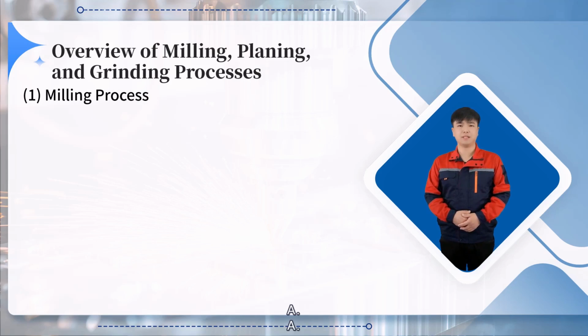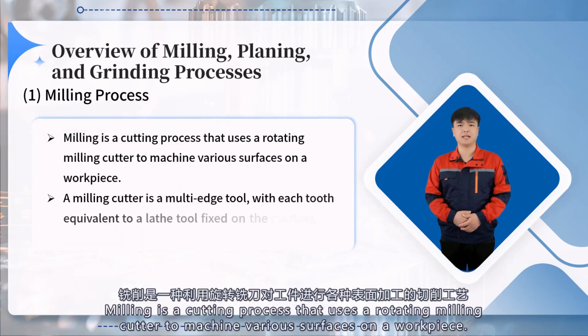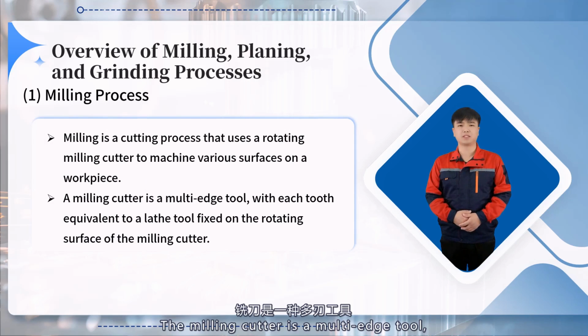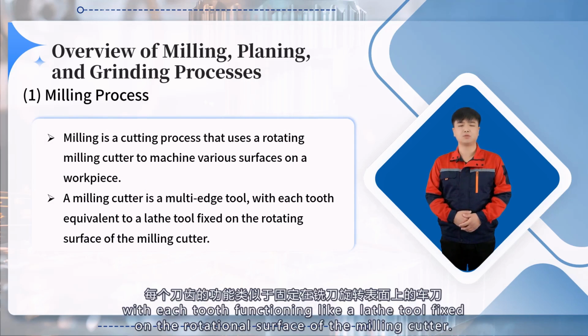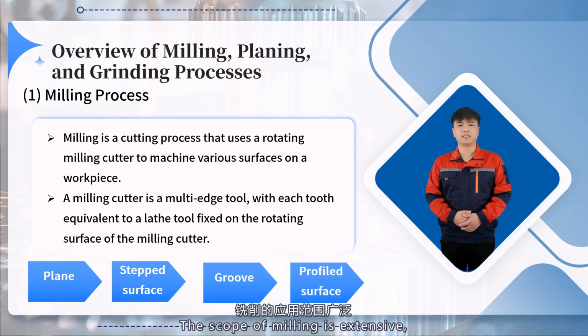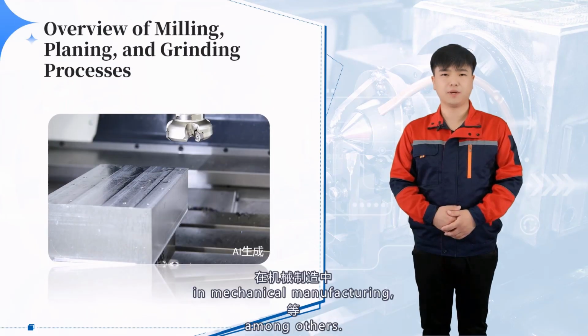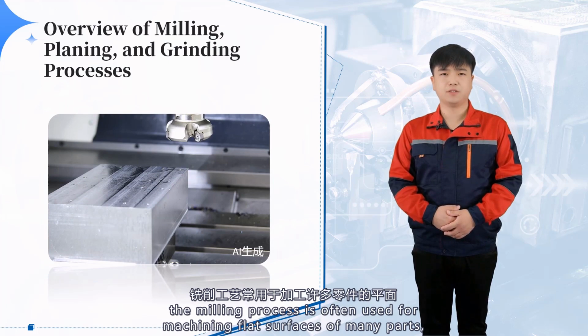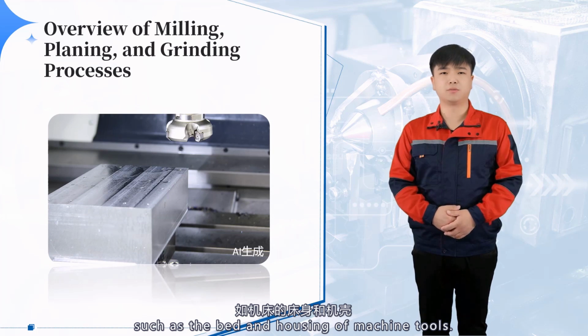A. Milling process. Milling is a cutting process that uses a rotating milling cutter to machine various surfaces on a workpiece. The milling cutter is a multi-edge tool, with each tooth functioning like a lathe tool fixed on the rotational surface of the milling cutter. The scope of milling is extensive, capable of machining flat surfaces, stepped surfaces, grooves, and contoured surfaces, among others. For example, in mechanical manufacturing, the milling process is often used for machining flat surfaces of many parts, such as the bed and housing of machine tools.